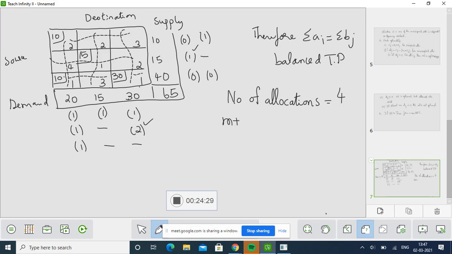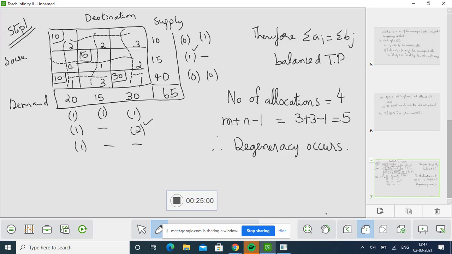Then what happens? My m plus n minus 1 is 3 plus 3 minus 1 equal to 5. Therefore, degeneracy occurs. So, this is the first step. We found out degeneracy is occurring. Okay, so this is my step number 1 for the problem.